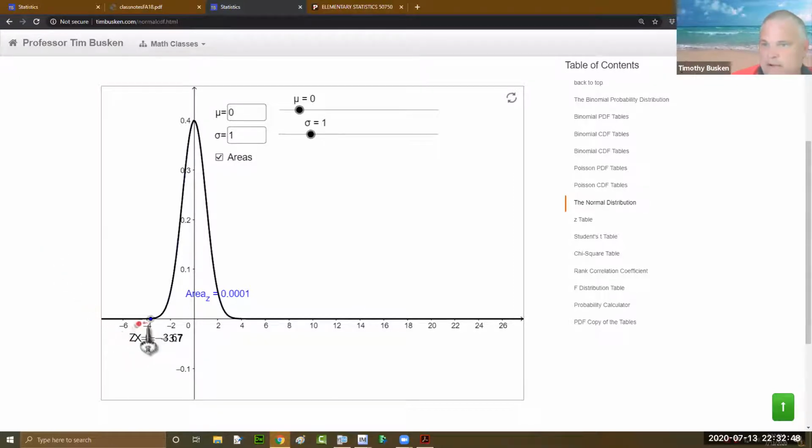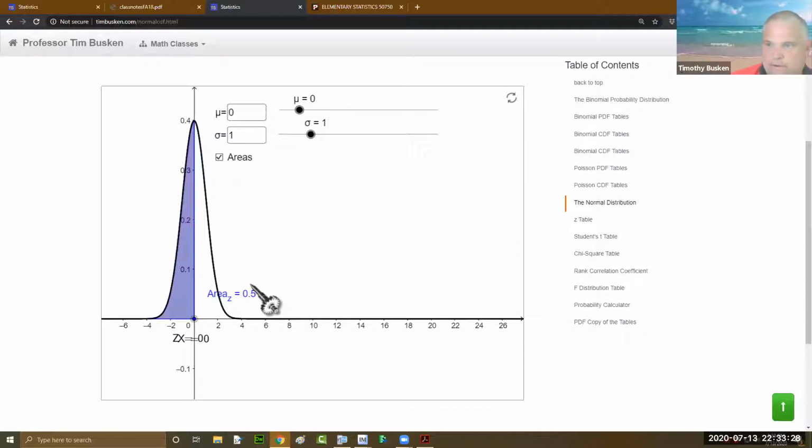And right now my cursor is pointing to z equals -4. And the area to the left of that value, or the cumulative area, is about 0. It's pretty close to 0. And look what happens to the cumulative area number, this number here, as I increase the value of z. You can see that the cumulative area associated with that z value is increasing as well. Once you get up to z equals 0, the area is exactly 50% or 0.5.